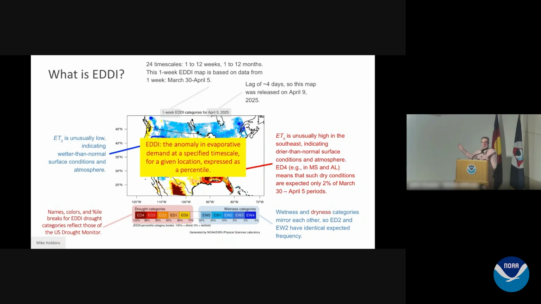Okay. So to summarize then, this sort of background, what EDDI is, it looks at the anomaly in evaporative demand at a specific point in space, and it expresses it as percentile or categories.